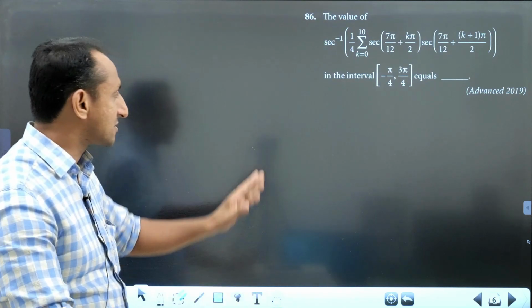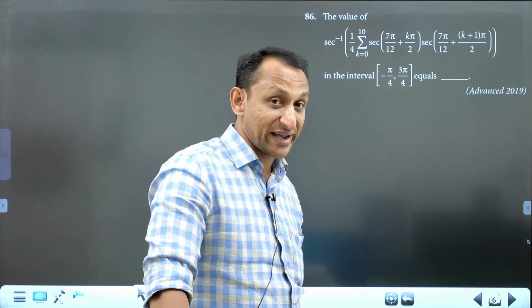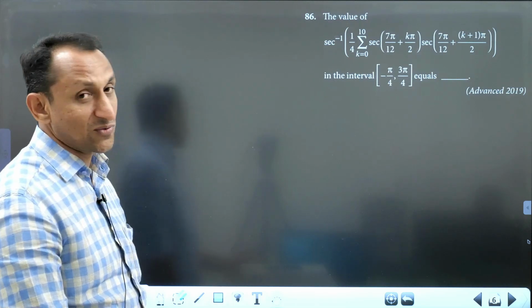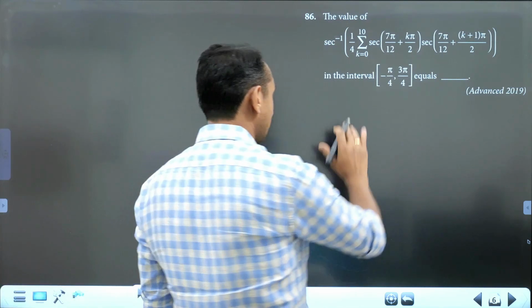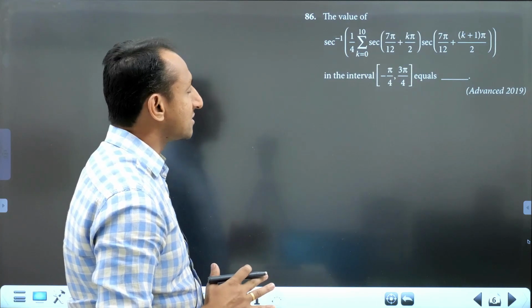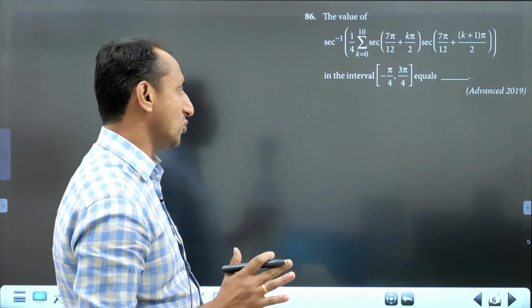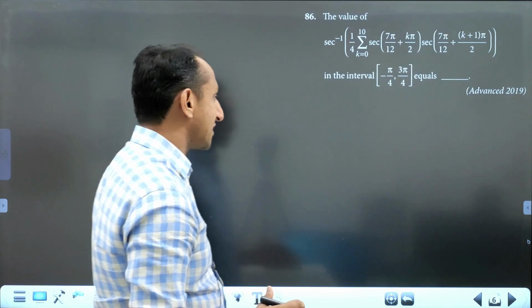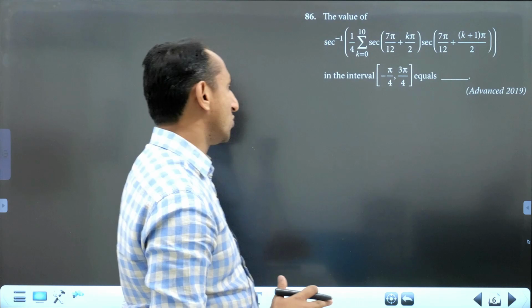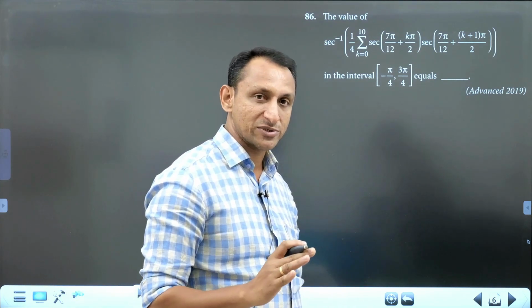Now we discuss one question from inverse trigonometry, JEE Advanced 2019. The question is: sec inverse of 1 by 4 sigma k equals 0 to 10 of sec(7 pi by 12 plus k pi by 2) into sec(7 pi by 12 plus (k plus 1) pi by 2), in the interval minus pi by 4 to 3 pi by 4, is equal to.